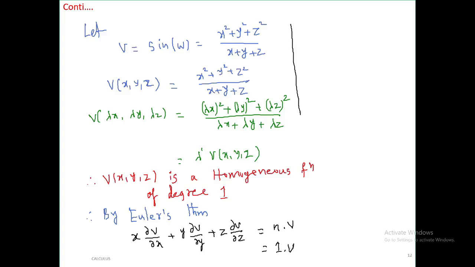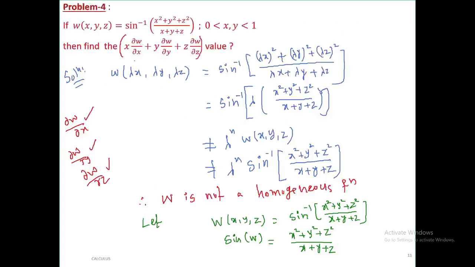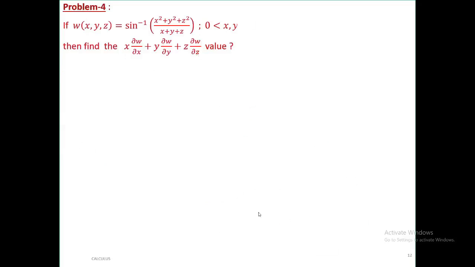So let me continue here only. Therefore x into dou v by dou x plus y into dou v by dou y plus z into dou v by dou z, this value how much? 1 into v. Okay, but what I want is the result in terms of w. Look at the question, x into dou w by dou x, y into dou w by dou y plus z into dou w by dou z. In terms of w I want, so therefore in terms of w I need to find out the results.